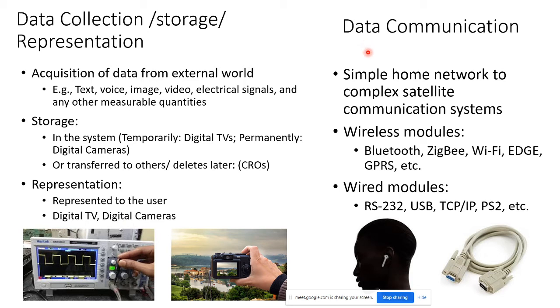The next thing is about data communication. I think you guys would already know about this. Data communication can range from a very simple home network to complex satellite communication, and from wireless to wired. It can be Bluetooth, Zigbee, Wi-Fi, EDGE, GPRS on the wireless side, and on the wired side, these could be your RS-232, USB, TCP/IP, PS/2, and things like that.